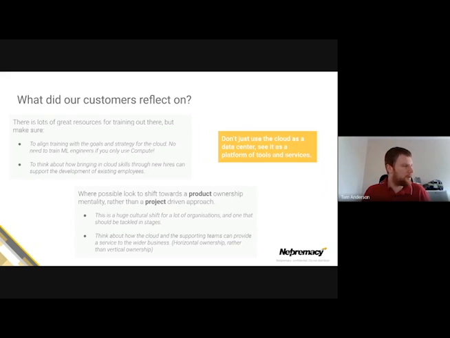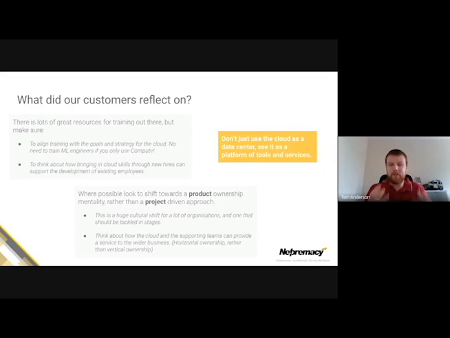And then finally, another one that was really good to hear from one of our customers, because it's something that Alex said earlier on. Don't use the cloud as a data center. It can be used in that way. It absolutely shouldn't be used in that way. See it as a platform, right?